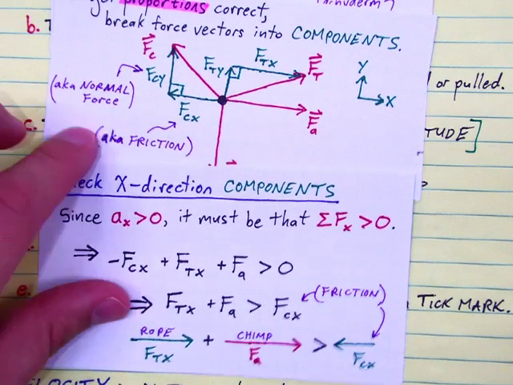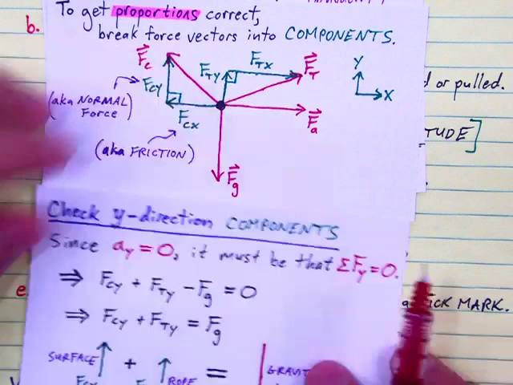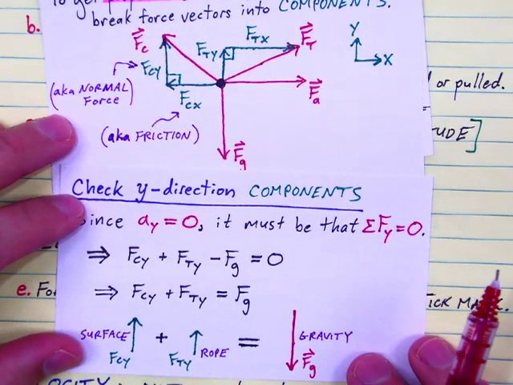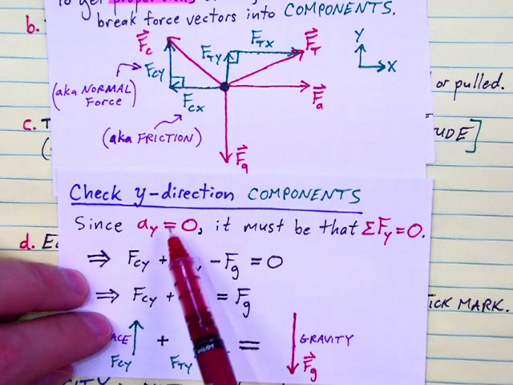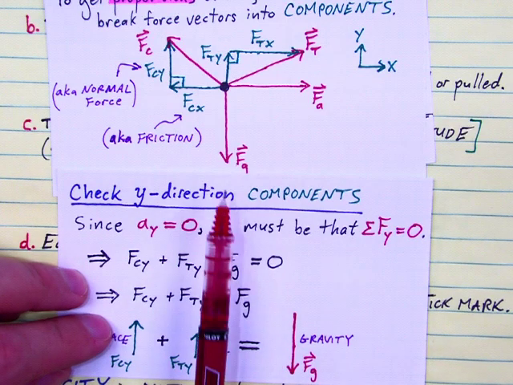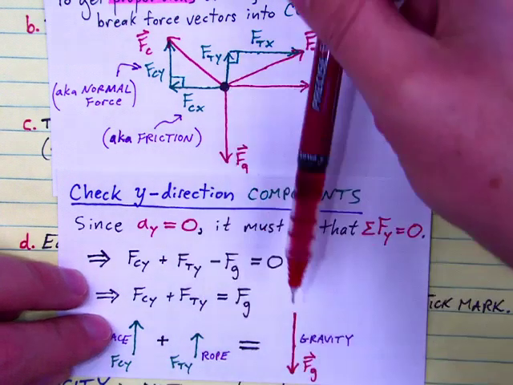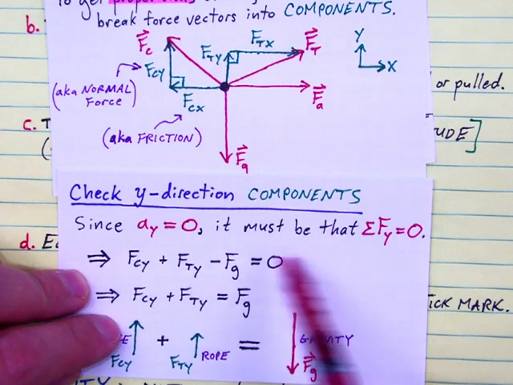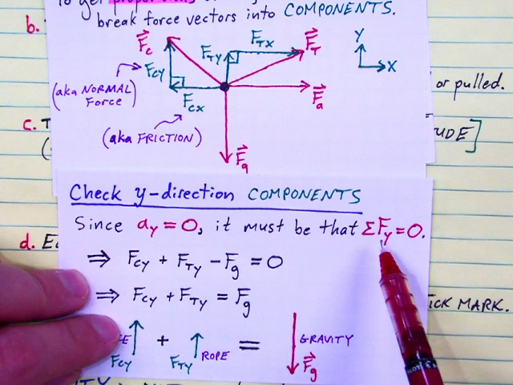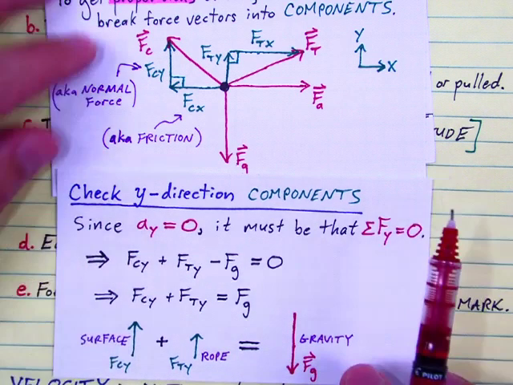Now let's check the y direction. In the y direction, our acceleration is 0. The box is not floating straight up into the air and it's not sinking down into the ground. The acceleration in the y direction is 0. Therefore, the net force in the y direction must be 0. The forces are balanced in the y direction.